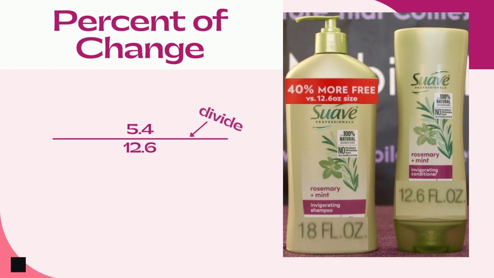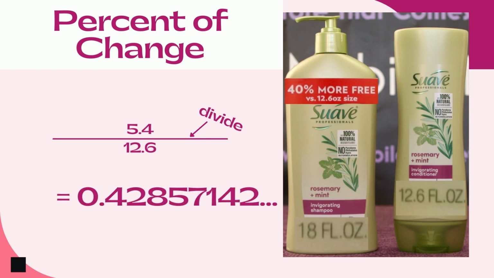18 minus 12.6 is 5.4. Now we simply divide. Remember to always divide the top number by the bottom number. So when you use the calculator for this, you're typing in 5.4 divided by 12.6. When you divide this, you're going to get 0.42857142, and it's going to repeat forever. We don't need all of these digits, so we can cut down to about 3 or 4 digits.